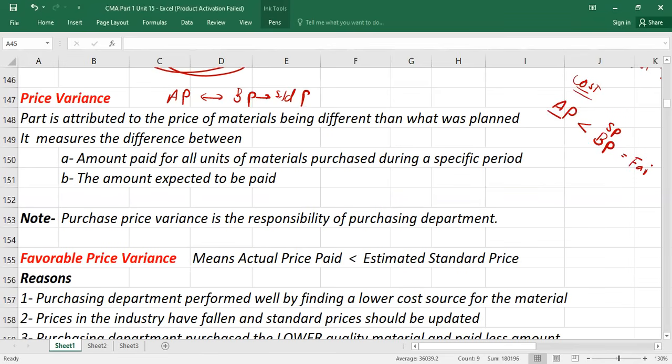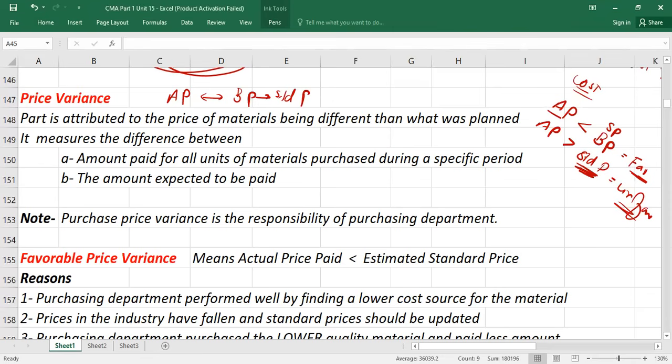Because actual price is less, because you are buying at cheaper prices than planned, it is favorable. But if your actual price is greater than standard price, I'll use the word standard price now instead of budgeted price, this is called unfavorable. Now I'm going to explain what could be the causes for favorable price variance or for unfavorable price variance.